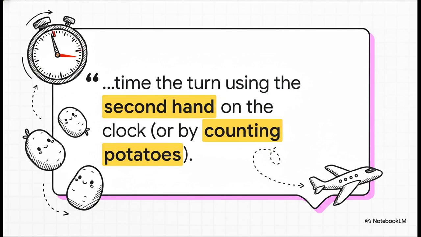And get this, if you look at your panel and realize you don't have a sweeping second hand, don't panic. Official training material literally says to time the turn using the second hand on the clock or by counting potatoes. I am not making that up. 1 potato, 2 potato, it sounds totally silly, but hey, it works in a pinch to keep your timing on track.